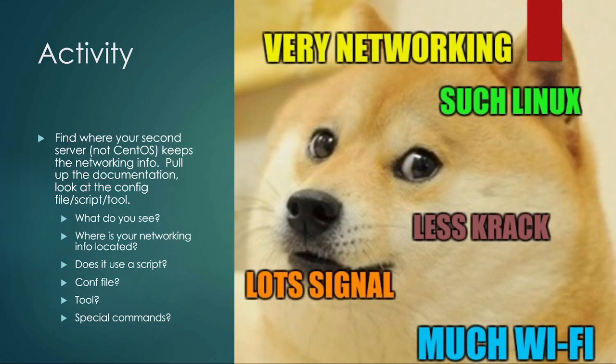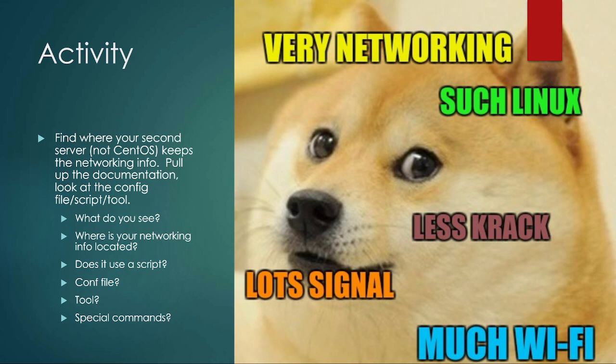Now, for an activity on one of your servers that's not the CentOS one, pull up networking information and I want you to start looking through the documentation. Now, if you have no idea where that is, that's completely fine. You can use Google for this, but I want you to start pulling up the config files. Are there scripts? Are there tools? Where is the documentation for your server?